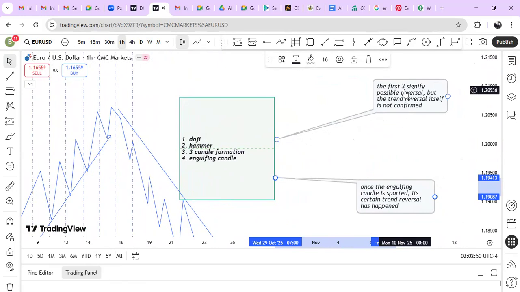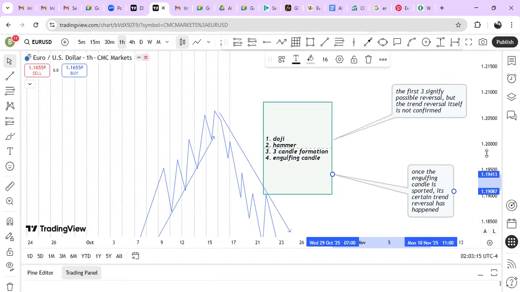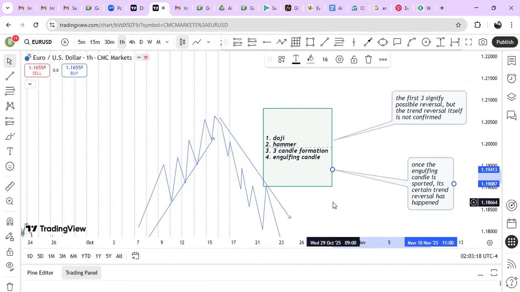By possible reversal, I mean, let's say the market has been bullish for a long while. On seeing either of the first three candles, the doji, the hammer, and the three candle formation, it's telling you the trend might reverse soon. Then once you see an engulfing candle at the tail end of the trend, the reversal is confirmed. That zone is now a reversal zone and the market has changed structure.